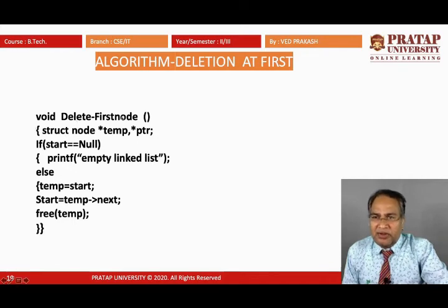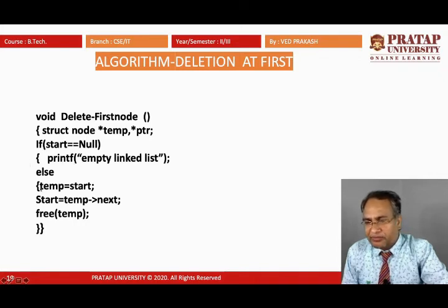We use a delete first node process where we use two pointers. The temp pointer is used to temporarily hold the data, and ptr is the pointer that processes the elements of the linked list. First, before deleting, I have to check whether our linked list is empty or not. If start equals null, it means our linked list is empty, then I have to return from here.